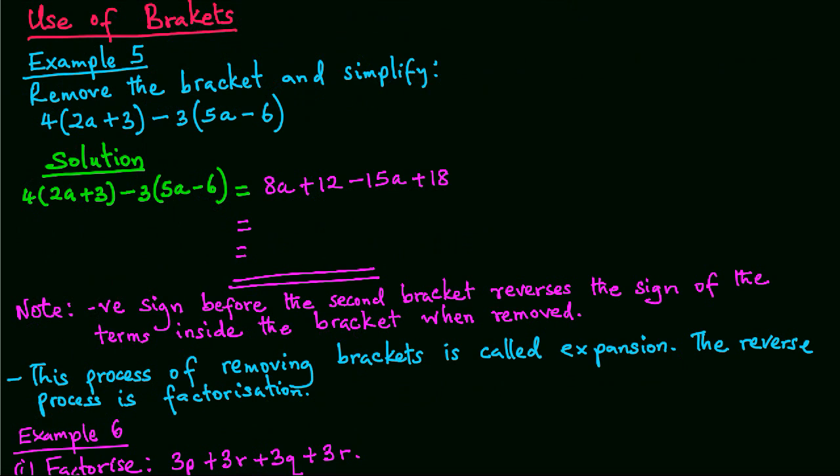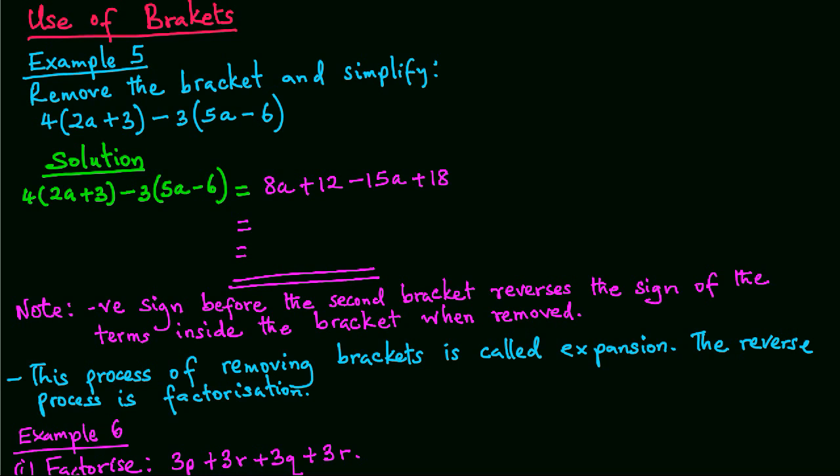Let's look at the use of brackets. In example 5, we are required to remove the bracket and simplify. So we have 4 into 2a plus 3 minus 3 into 5a minus 6. So in the solution, the first step is to remove the brackets before we even talk about simplification. So if we open the first bracket, we are going to multiply all the terms in it by 4.